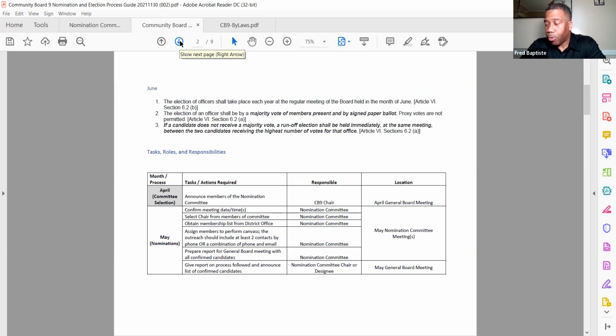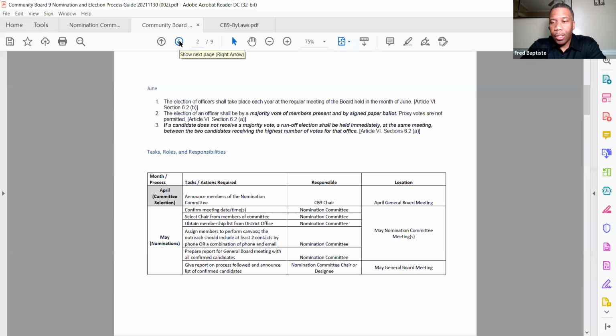So when we get to the board meeting, when we actually have the elections, we're going to announce who all the candidates are. The prospective candidate is usually allowed a minute or two to just discuss their qualifications before the board and public. So that'll be something that'll be done there. And then once they've done that, then we open the voting.